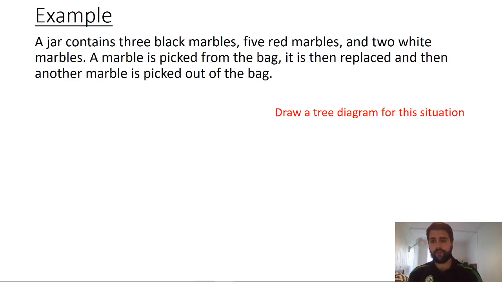So let's look at an example. We've got a jar that contains some different types of marbles. We've got 3 black marbles, 5 red marbles, and 2 white marbles. We're going to pick a marble out of the bag, replace it, and then another marble is going to be picked out of the bag. And we need to draw a tree diagram for this situation. Now guys, we looked at tree diagrams before. They're branching diagrams that show the outcomes of an event.